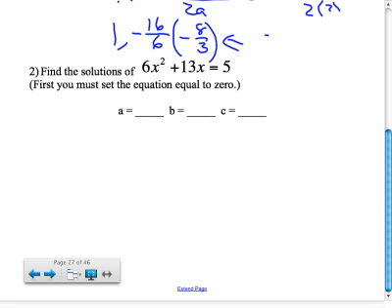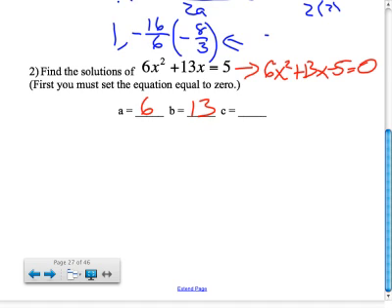So if I look at the second guy here, again, we're going to solve using the quadratic formula. So I have to identify my a, my b, and my c. A is 6, b is 13, and your c. Now, first you have to get this set equal to 0. So 6x squared plus 13x, and we have to get the 5 to the other side, so minus 5 equals 0. So now you know your c here is negative 5, not positive 5.